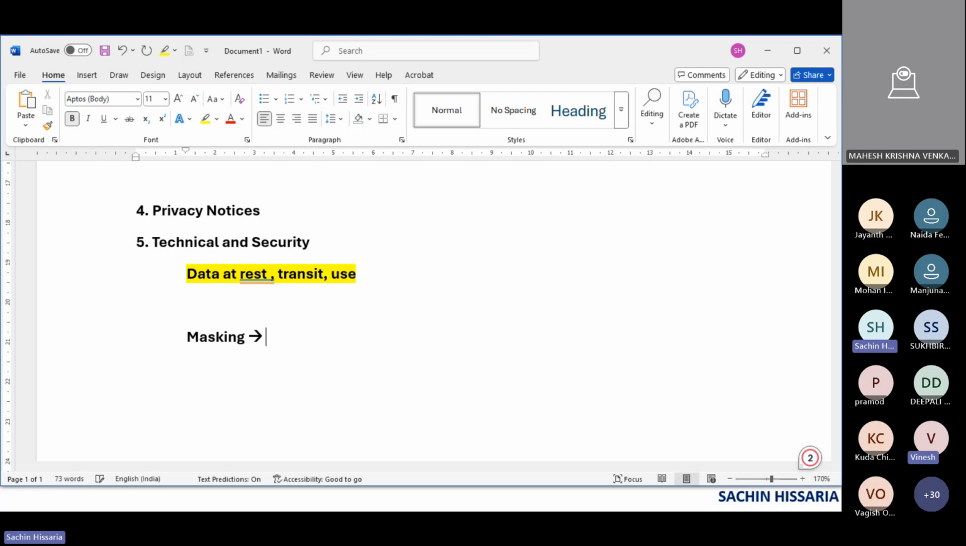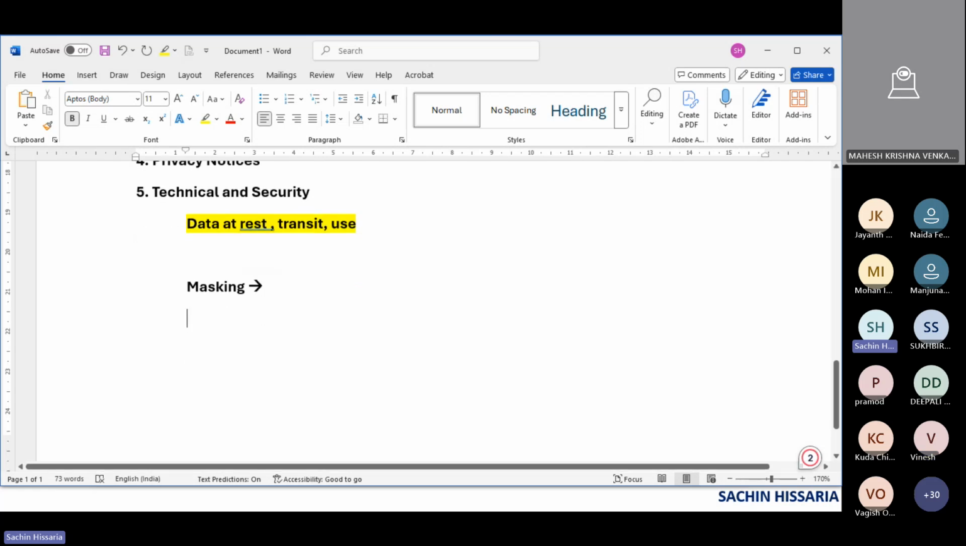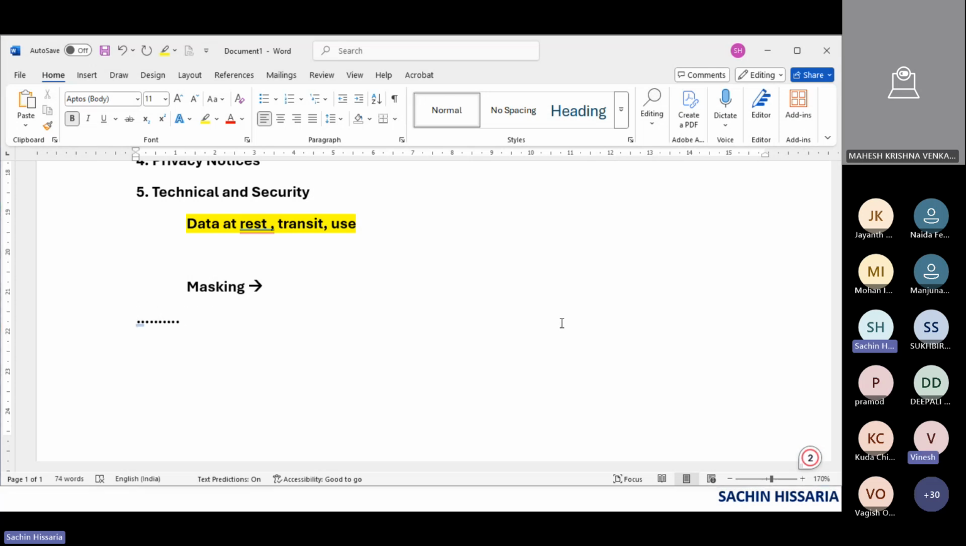Have you seen sometimes in applications, when you are providing your Aadhaar number, the first or initial digits are masked automatically? Although you are typing it, you are not able to see those digits, correct?